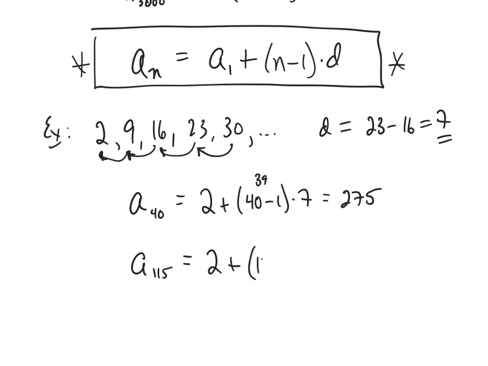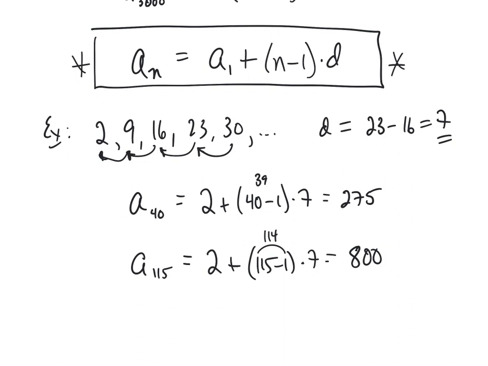Add to that the value of n minus 1, multiplied by the common difference. 115 minus 1 is 114. So 114 times 7 plus 2 is 800 right on the nose. Okay, so again, just an example of applying our formula for an arithmetic sequence to find any term in that sequence itself. Now what we'd like to do is challenge you just a little bit.